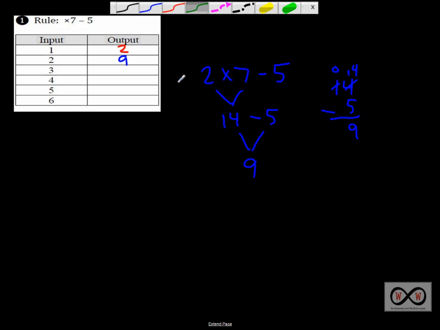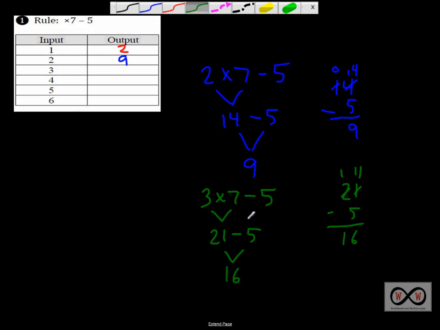Next up, we'll take the 3. 3 times 7 minus 5. 3 times 7 is a basic fact you probably know: 21. Minus 5, 21 minus 5. You're probably thinking, I know that. Well, if you don't, you can always show your work, and it's always a good idea to do that to prove you know what you're doing in math. Now we're going to borrow from this 2, that becomes 1. This will become 11. 11 minus 5 would be 6. 1 minus 0 would be 1. So that would output 16. Input a 3, apply the rule, output 16.